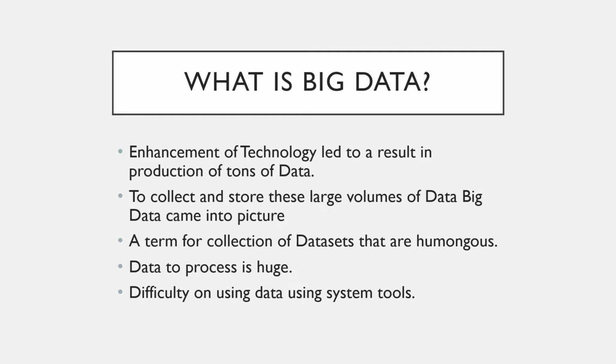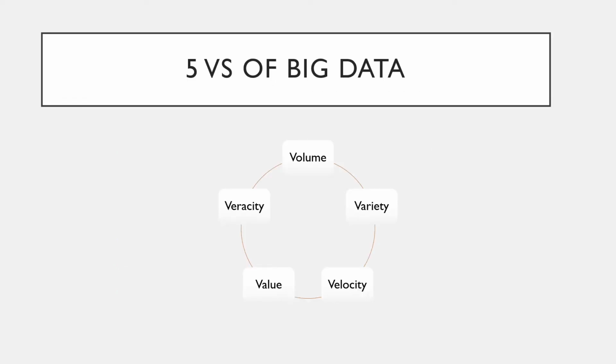Now talking about the 5 V's of big data, that is volume, variety, velocity, value, and veracity. The first V is volume. It talks about the amount of data being generated. The second V is variety, which talks about the variety of formats the data is being generated in, be it structured, semi-structured, or unstructured, which will be in the form of MP3, MP4, JSON, PNG, or emails.